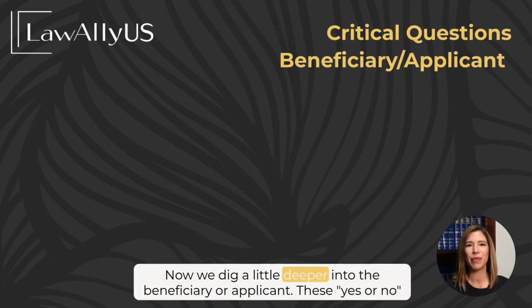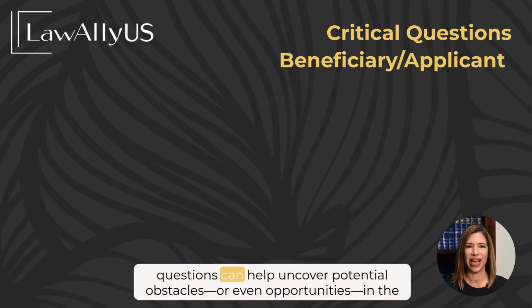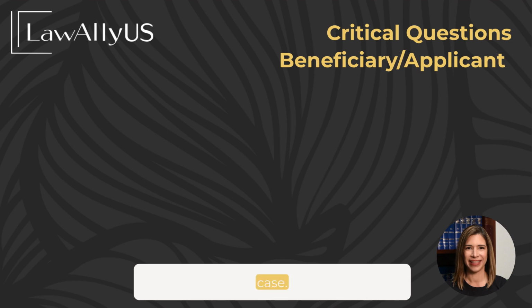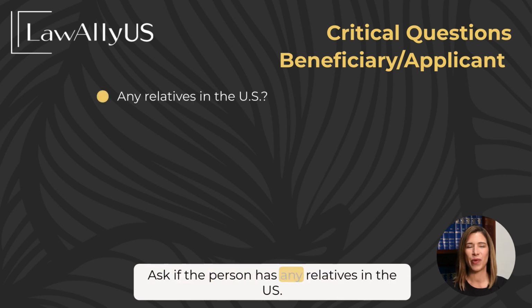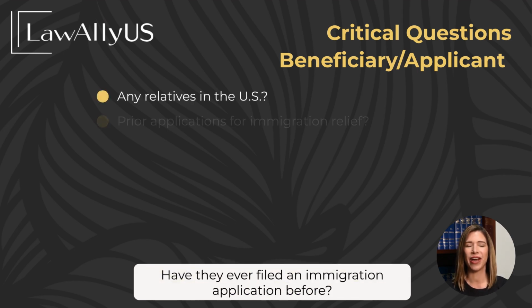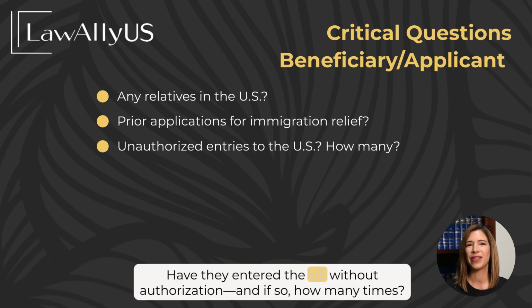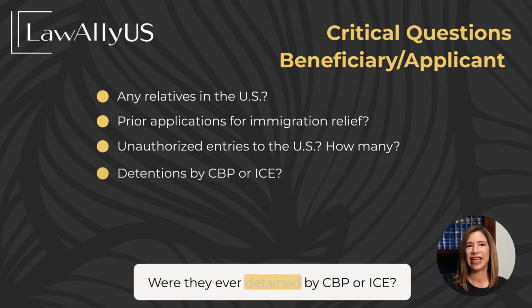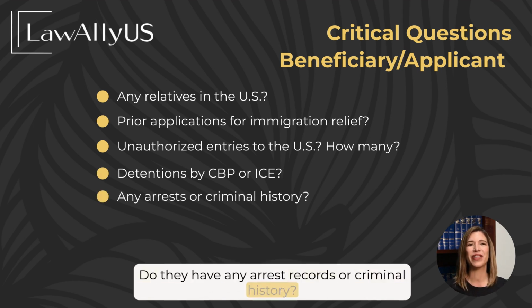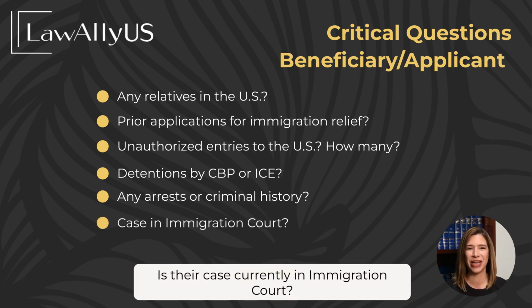Now we dig a little deeper into the beneficiary or applicant. These yes or no questions can help uncover potential obstacles or even opportunities in the case. Ask if the person has any relatives in the U.S. Have they ever filed an immigration application before? Have they entered the U.S. without authorization, and if so, how many times? Were they ever detained by CBP or ICE? Do they have any arrest records or criminal history? Is their case currently in immigration court?